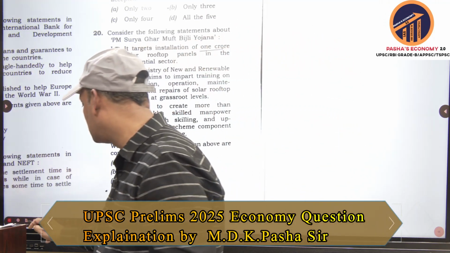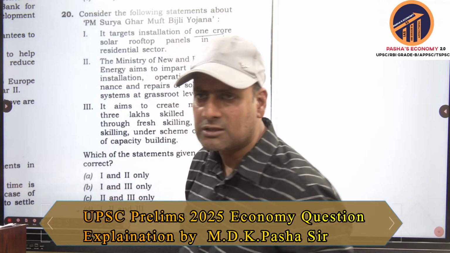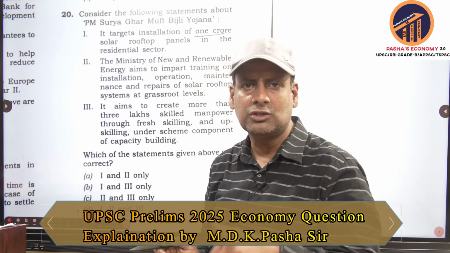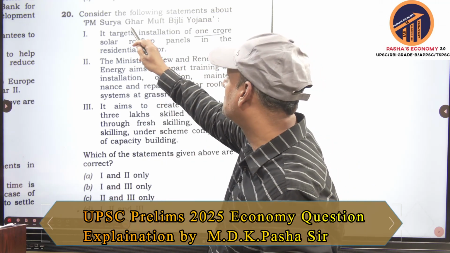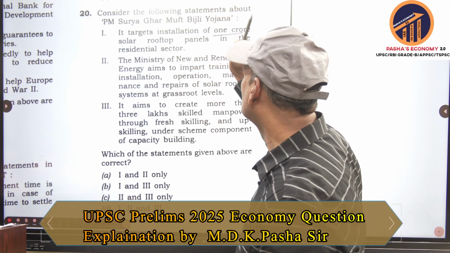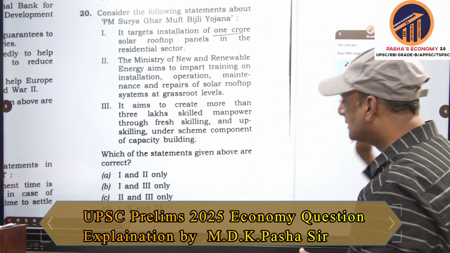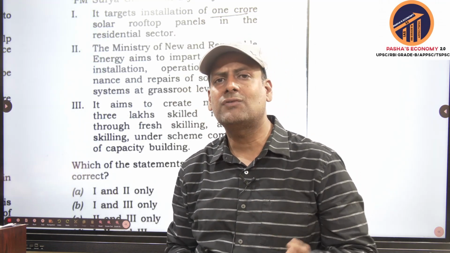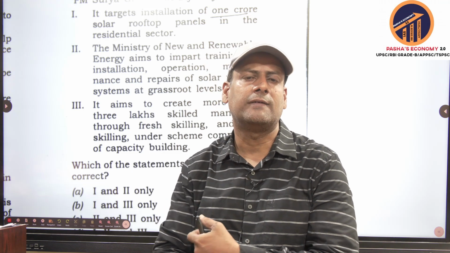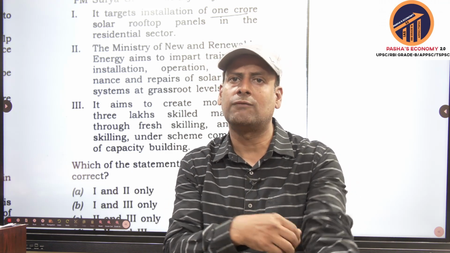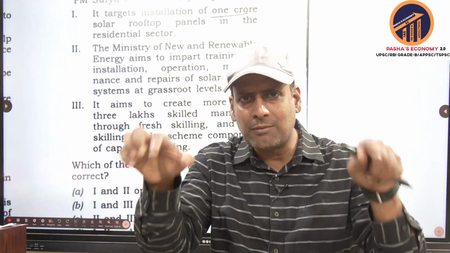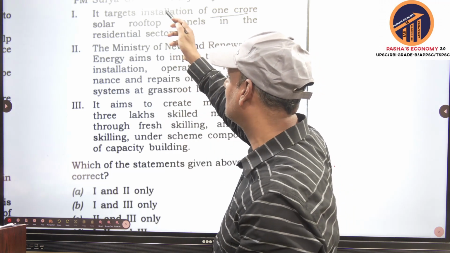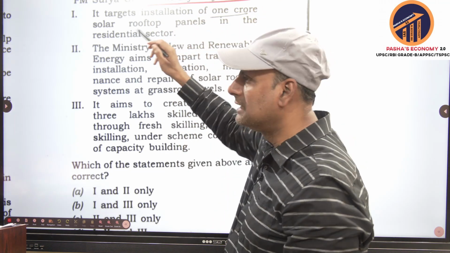Consider the following statements with respect to the Pradhan Mantri Surya Ghar Muft Bijli Yojana, a very great scheme for the extension of renewable energy. This question is exactly from the Union Budget 2024-25, and if you go to the Ministry of Renewable Energy, the program is clearly mentioned. It is a factual question, there is no application regarding this. PM Surya Ghar Muft Bijli Yojana, it is solar energy, right?